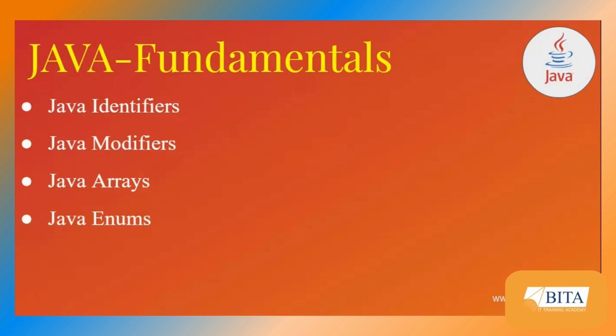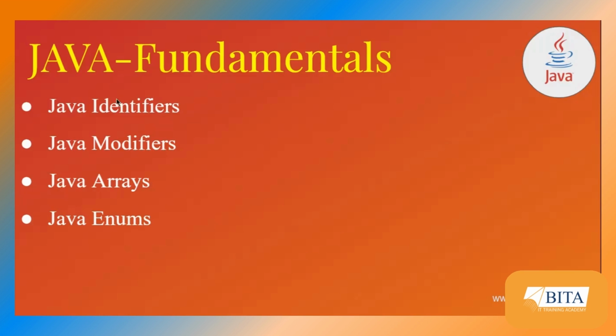Next is modifiers. The use of modifiers is to modify the class or methods. We have two types of modifiers: one is access modifiers and another one is non-access modifiers. Access modifiers are default and public, whereas non-access modifiers are final and abstract.